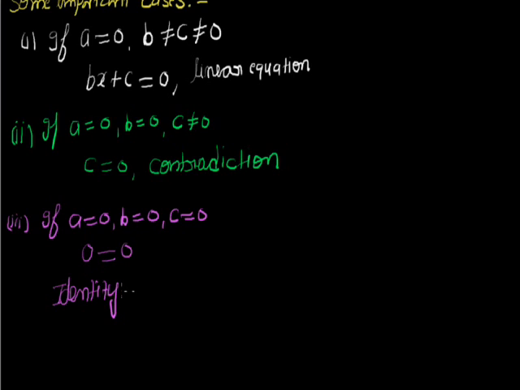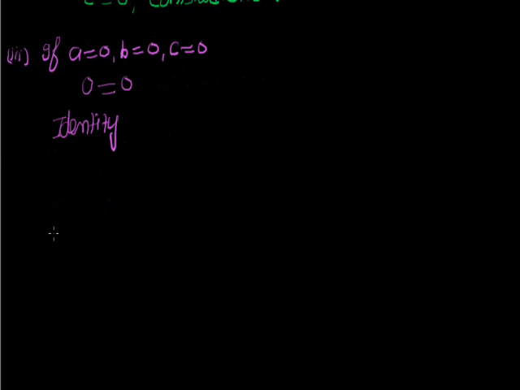It is an identity because an identity is satisfied for many values of a, b and c. Whenever we get an equation like 0 equals 0 or 1 equals 1, where LHS is equal to RHS, such situations are an identity. If you want to understand this, we can take a simple example.